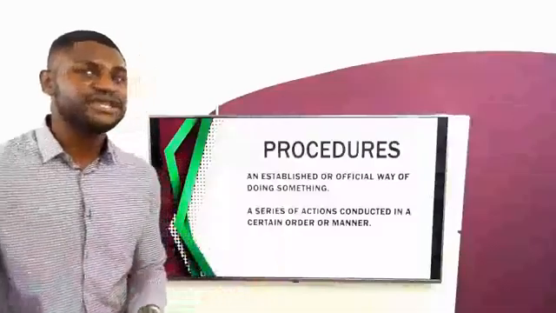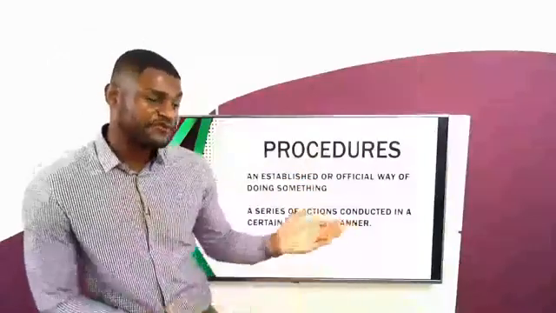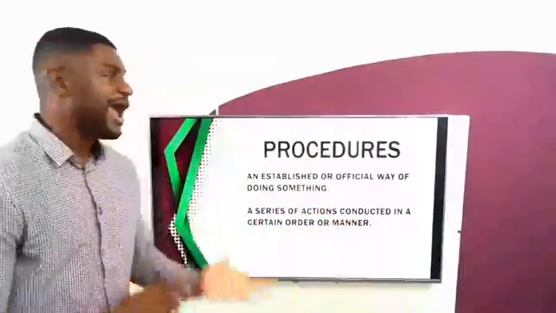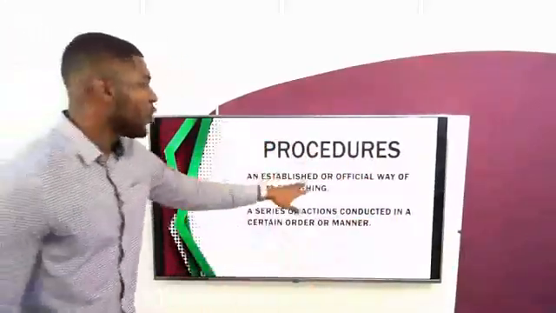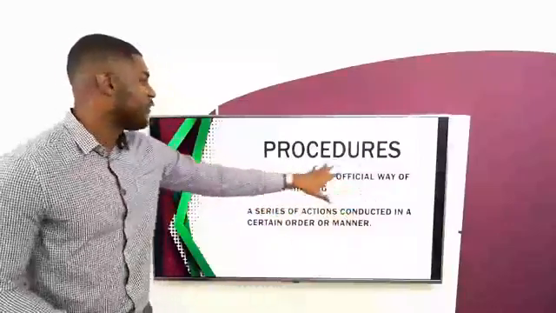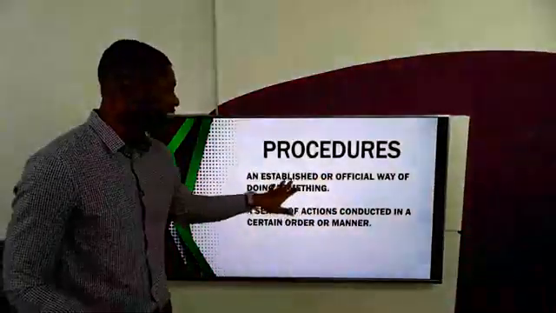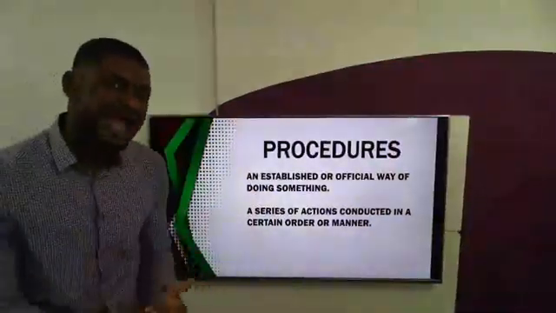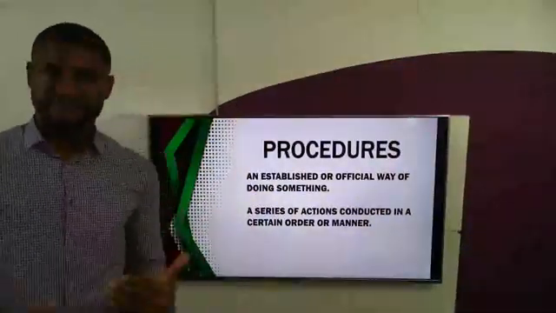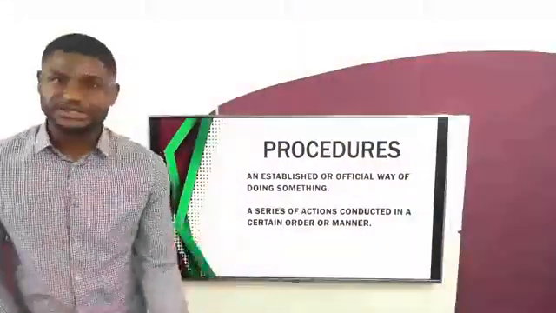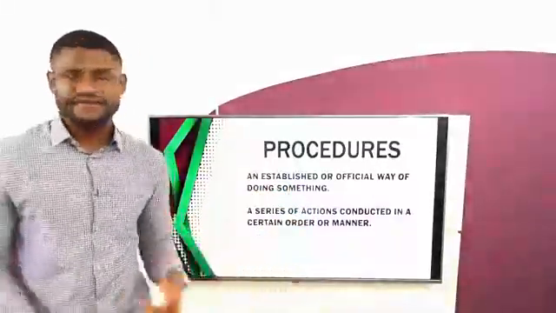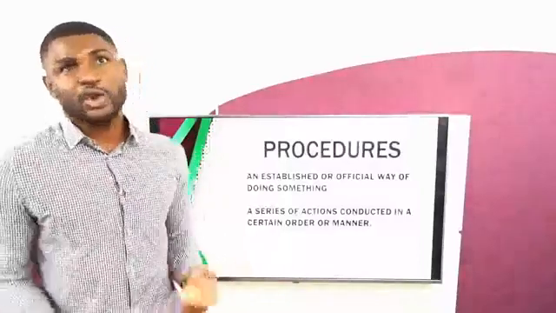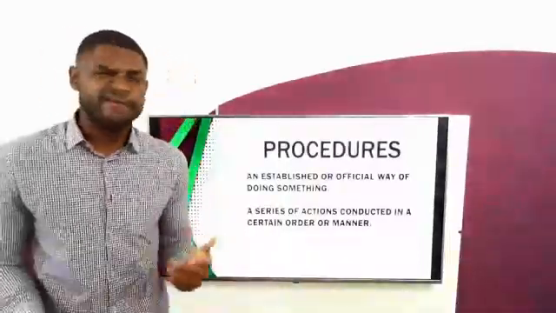So these are procedures. Procedures are also known as processes, okay? The process by which things are done is also known as procedures. So an established or official way of doing things. Let's talk about established. Established means the habit of doing things, okay? That means when you have the habit of doing something, it's called an established way of doing something. For example, you wake up every 6 a.m. in the morning, you go for jogging, or you come to school every day by 3.